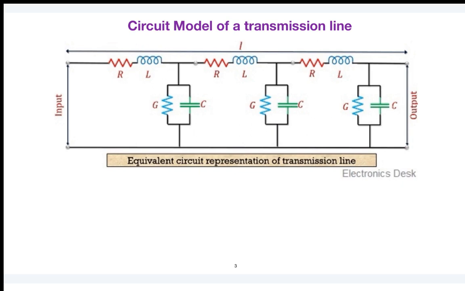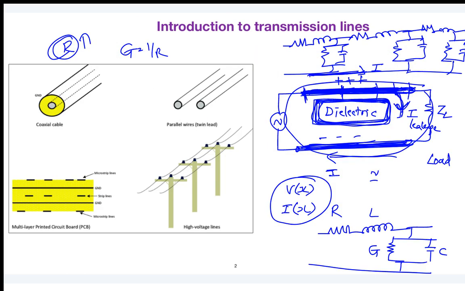And similarly, this G, why I have added it in the circuit: if it is an ideal dielectric, you can simply neglect the value of G. But since all dielectrics are non-ideal, there will be a finite amount of conductance. And this capacitance comes because, if you see the diagram, you have a current flowing in the upper conductor, and it takes the return path through the other conductor. So one will be positively charged, the other negatively charged. And between them, there is a dielectric medium. So there is a capacitance here.